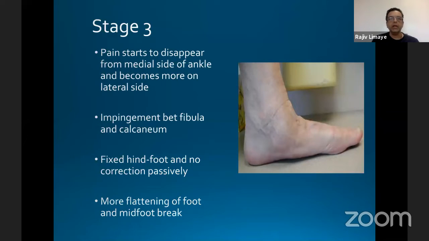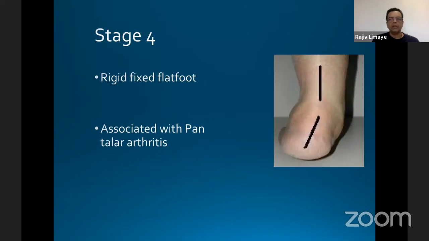In stage 3, pain starts to disappear from the medial side because the pathology is more or less constant on this side, but then it goes on to the lateral side. There is impingement between the fibula and the calcaneum, and the peroneal tendons get impinged. There's fixed deformity, and there's more flattening of the foot with midfoot break as well. And in stage 4, there is more rigid fixed flat foot deformity associated with pantalar arthritis.